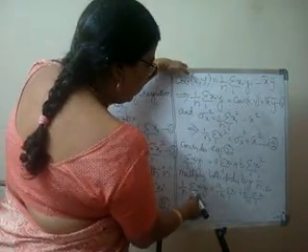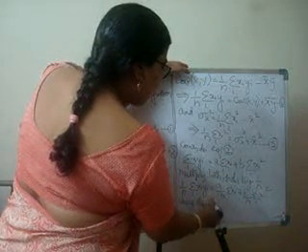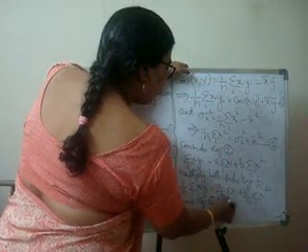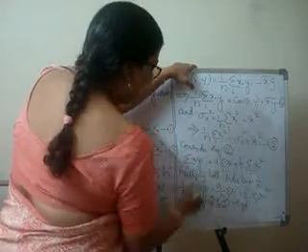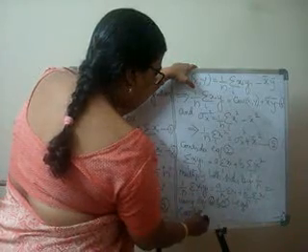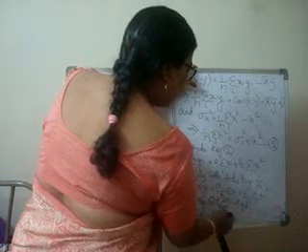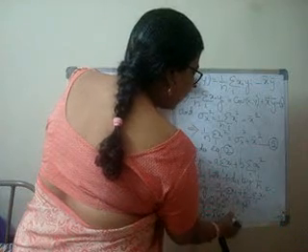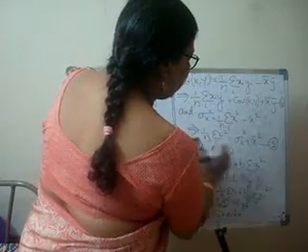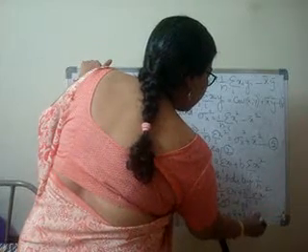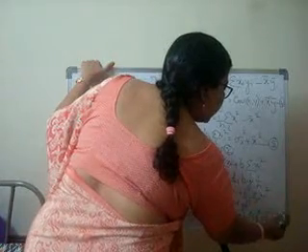Now, using equations 4 and 5, what do we get? 1 by n summation xi yi, from equation 4, is covariance of x comma y plus x bar y bar, which is equal to a times 1 by n summation xi, that is x bar, plus b times 1 by n summation xi square, that is equation 5, sigma x square plus x bar square. This is equation number 6.